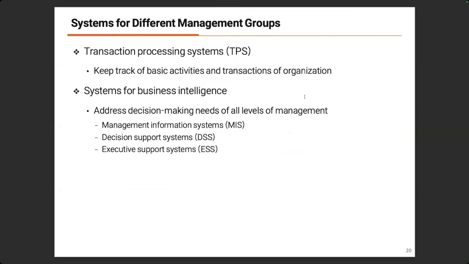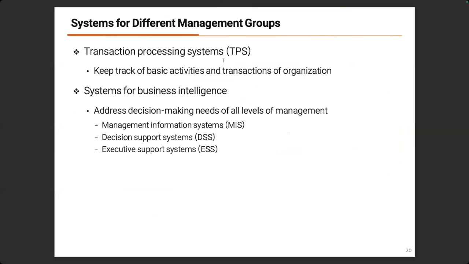Okay, so the information systems the firms use in their business can be divided into 2 kinds of systems, according to the management groups the information systems serve. So first one is transaction processing systems, TPS in short. This system keeps track of basic activities and transactions of the organization. And another one is systems for business intelligence. These kinds of systems address decision-making needs of all levels of management.